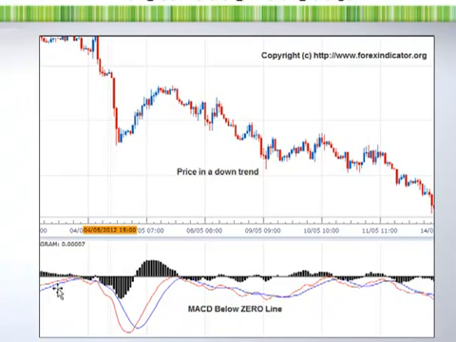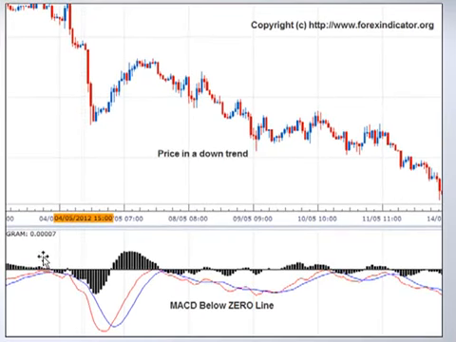If it's below the zero line all the way, it's telling you that you're now in a strong downtrend. If you see the MACD line is above the zero line all the while, you'll find that the price is always moving in a strong uptrend. So from the MACD line itself, whether it's above or below the zero line, and for how long, it can tell you whether the market is currently in a strong uptrend or a strong downtrend.